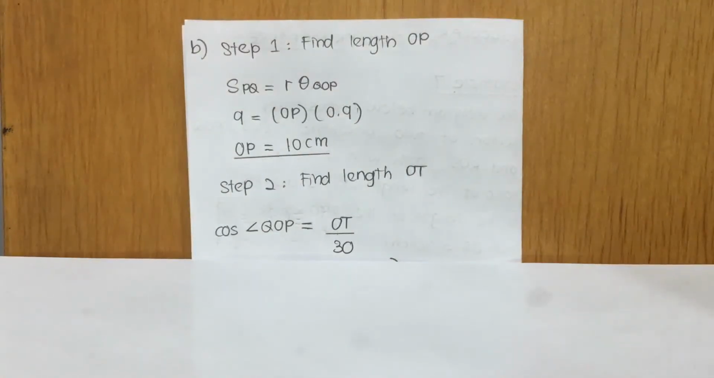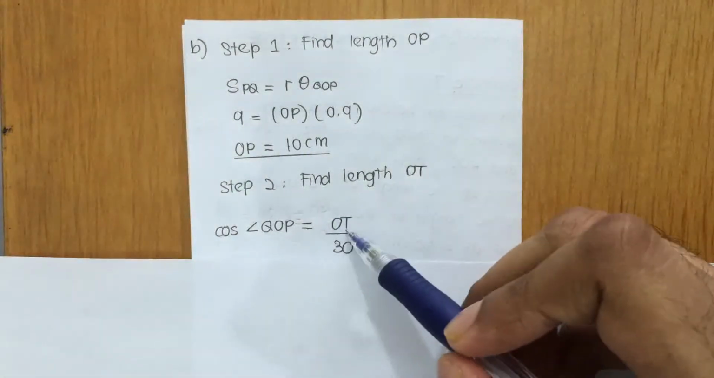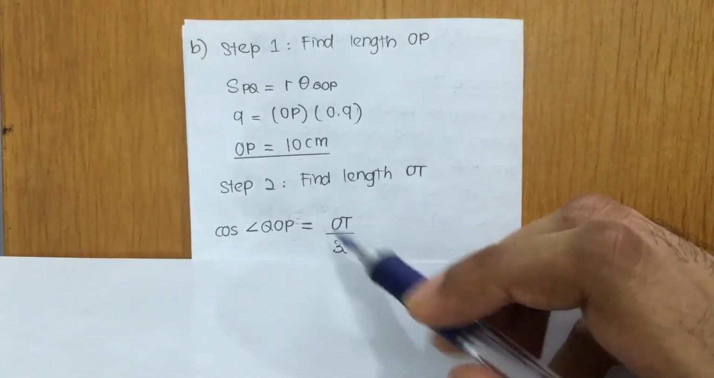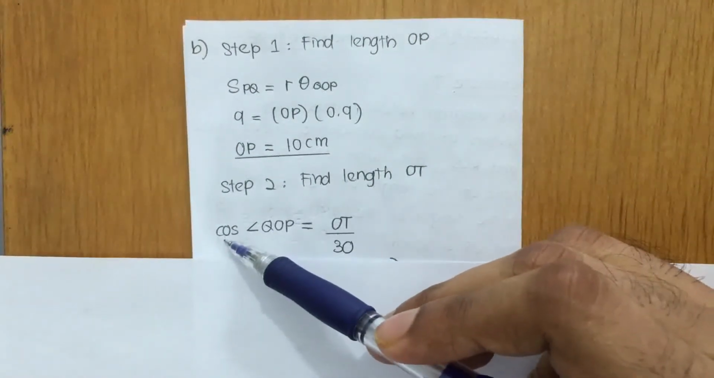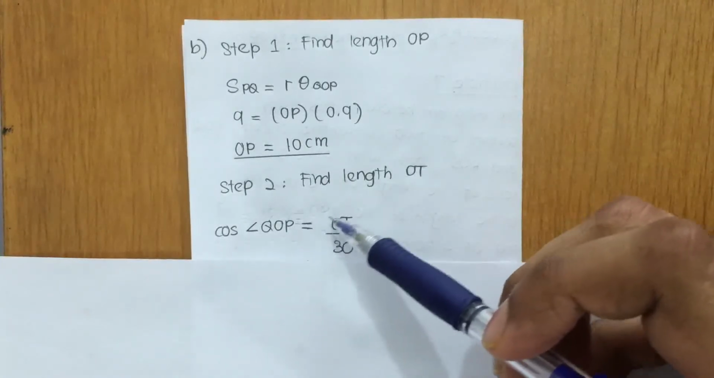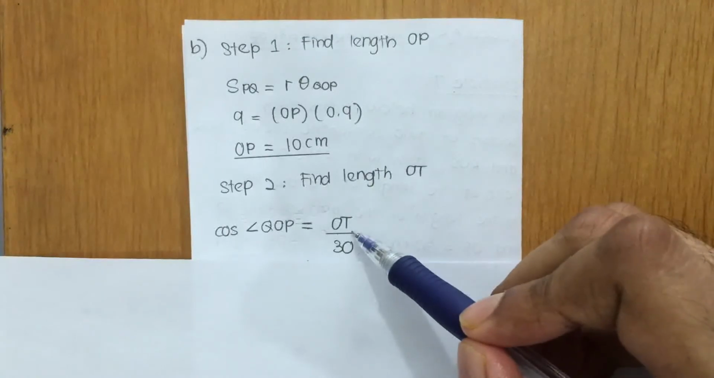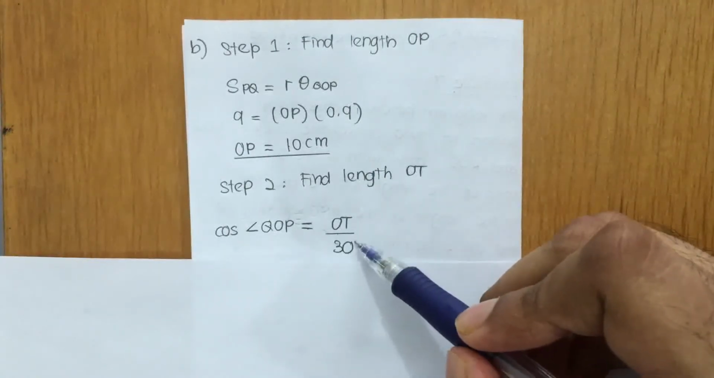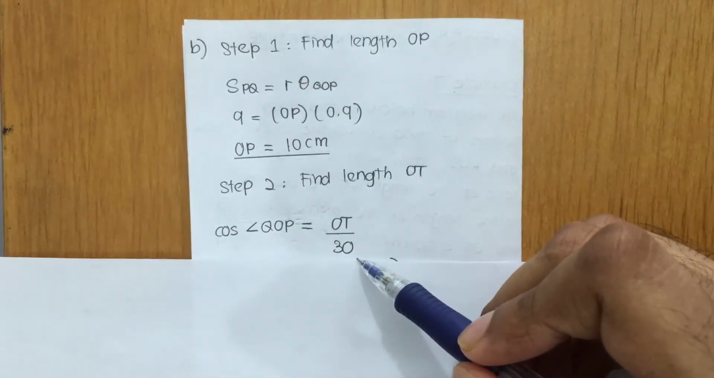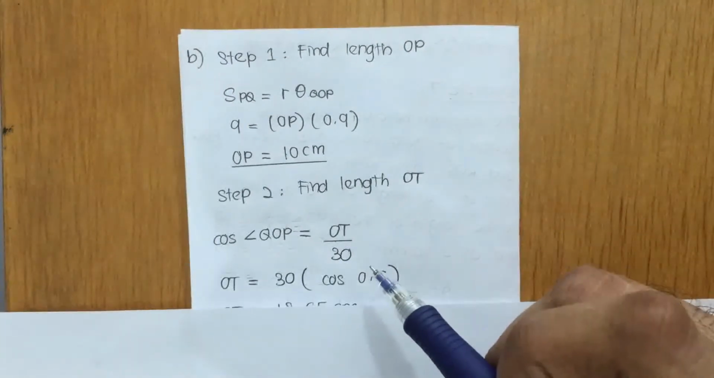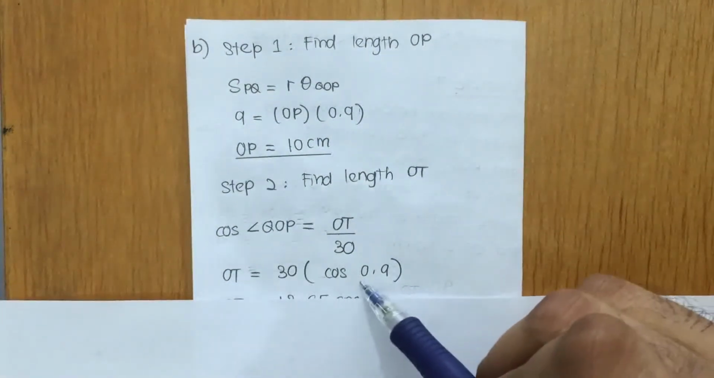Okay, so to find the length of OT, you can use the trigonometric value here. You can use cos of angle QOP equals adjacent over hypotenuse. In this case, your adjacent is the length OT and your hypotenuse is 30 centimeters. So to find OT, you do 30 times cos 0.9.